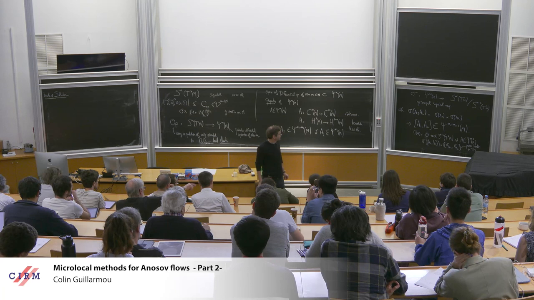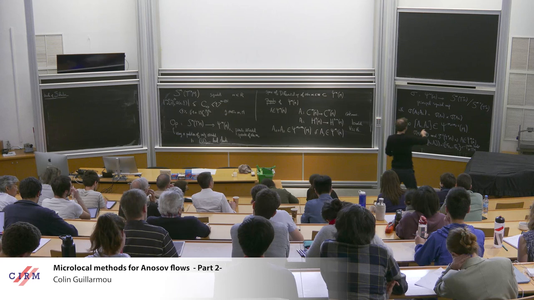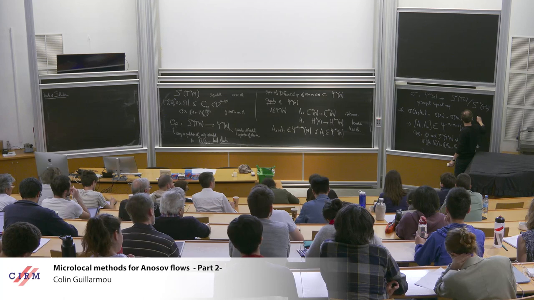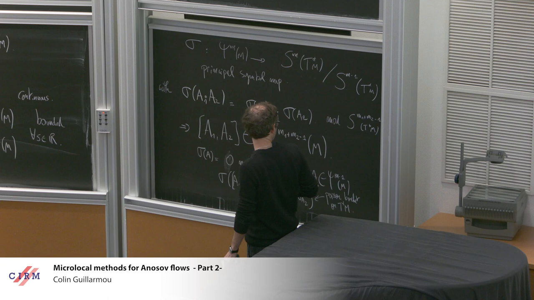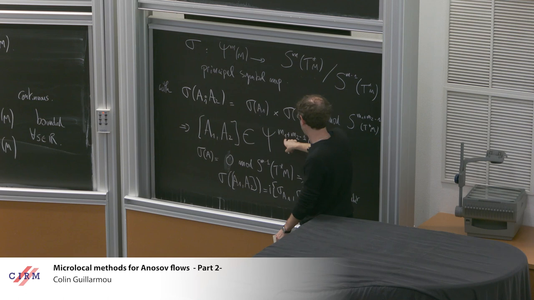On the principal symbol of the product, yes. Here, when I say this, it is always in this space. Yes, so it's always modulo S^(m1+m2-1). What you say is the bracket is in S^(m1+m2-1). This one is going to be in S^(m1+m2-1) here. So this equality again is true up to S^(m1+m2-2) now.